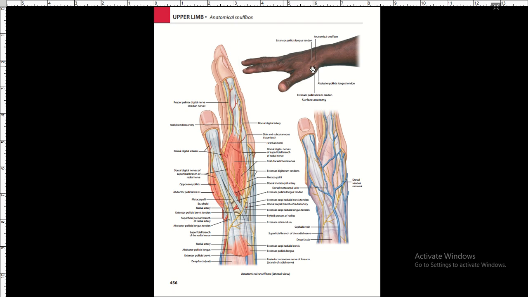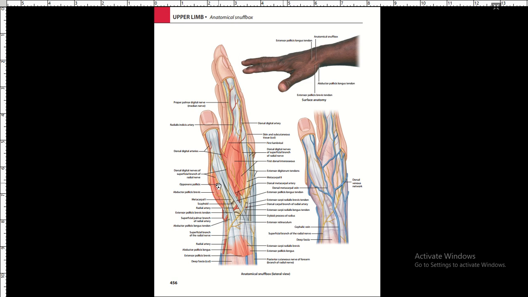Right. So, what are the borders of the anatomical snuff box? Since it is triangular like this, it is going to have a lateral border and a medial border. Let's go. For the medial border, we take the position of being in the anatomical position. This side is going to be your lateral. This side is going to be your medial, assuming that we are in the anatomical position.